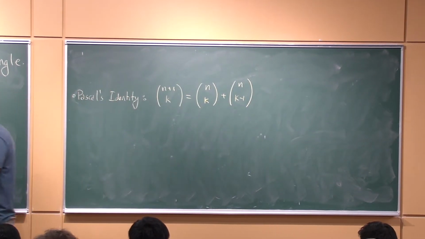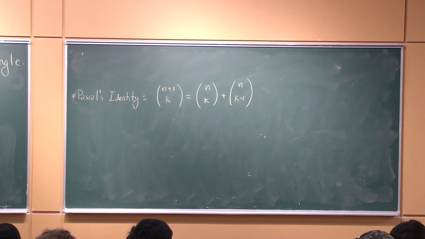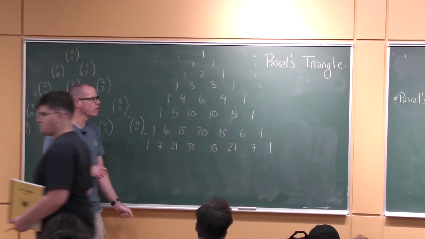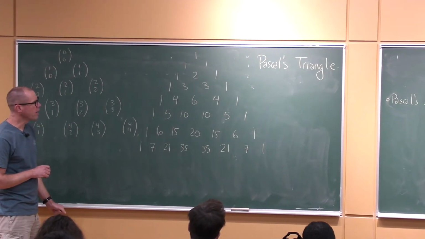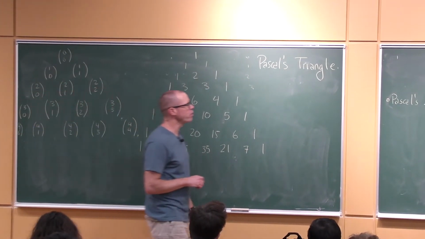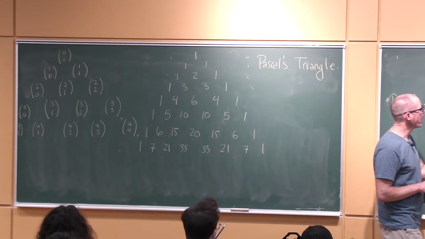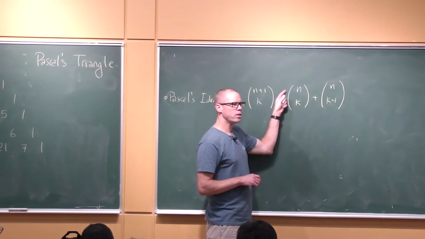Okay? What does that have to do with this triangle? Well, it gives us an easy way to compute the next row of this triangle, because it tells us that if I want to know one of the entries in row n plus 1, I can get that from 2 of the entries in row n.